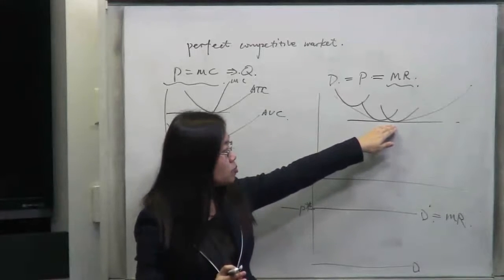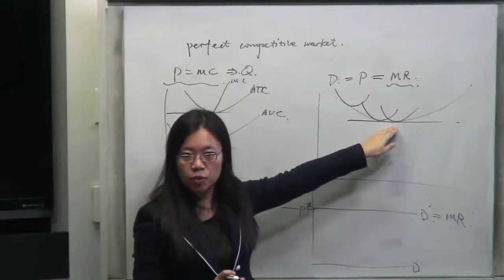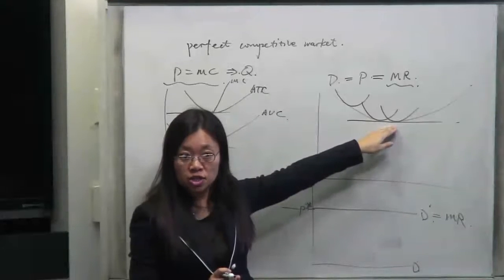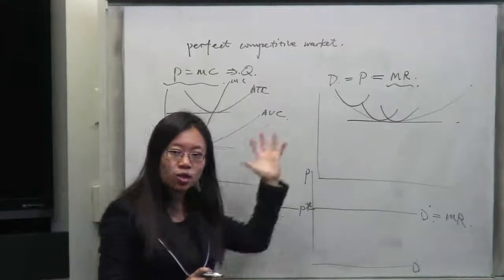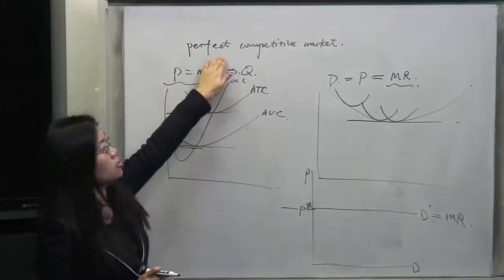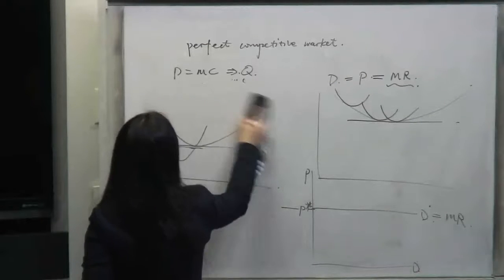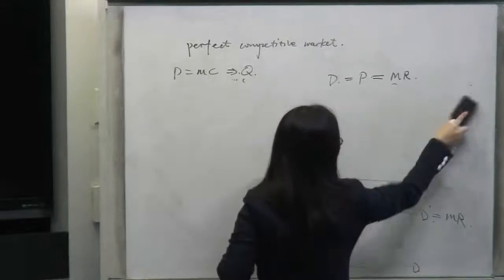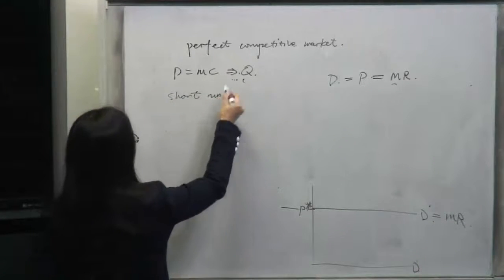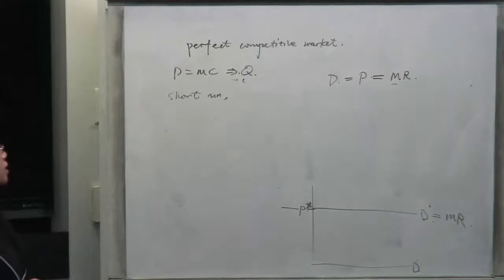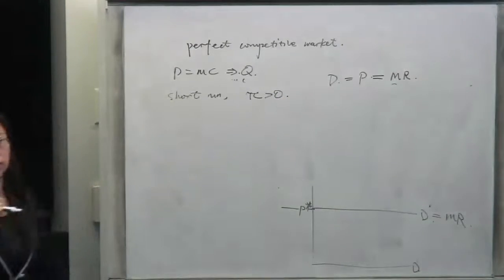And at this point here, the market price is the lowest point of the ATC, okay? So the firm is making zero economic profit. Remember all this stuff here? Okay, so that discussion is a discussion under this perfect competitive market. So what we learned from those is this. In the short run, in the perfect competitive market, your profit may be positive.